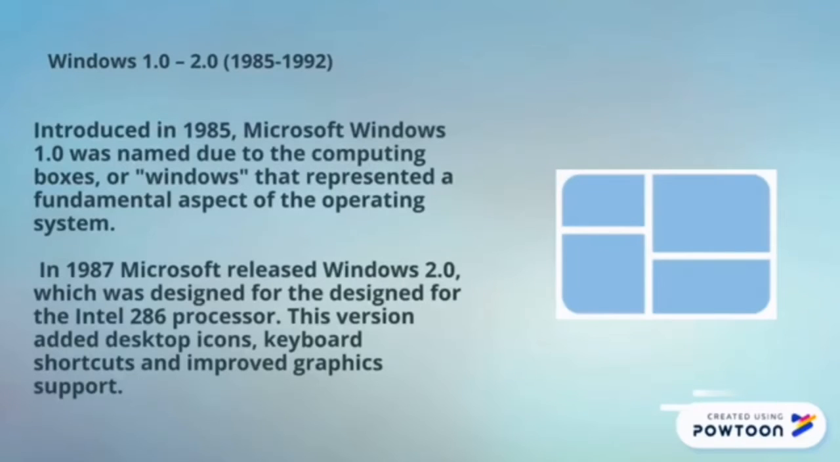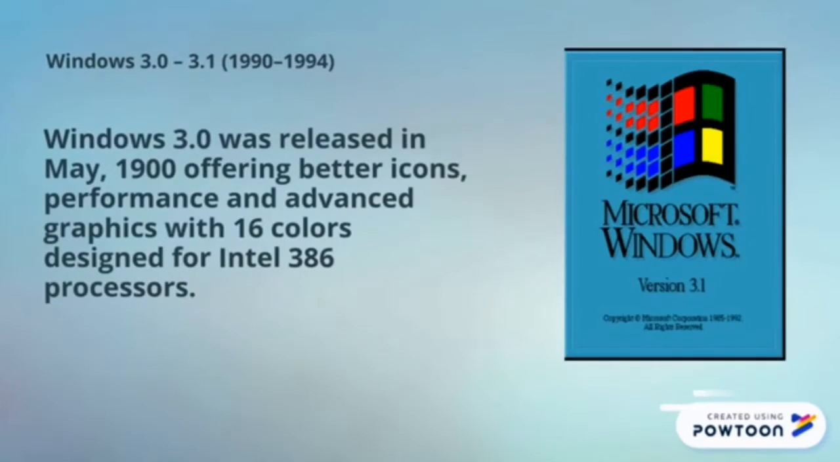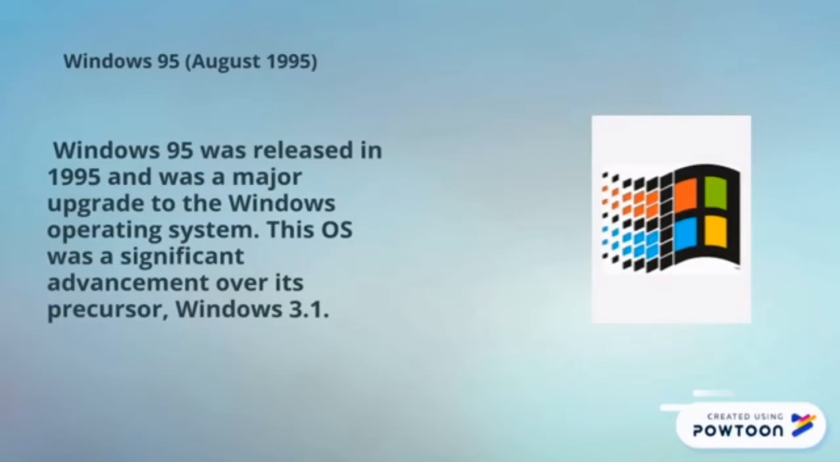Microsoft Windows 1.0 was introduced in 1985, while Windows 2.0 was released in 1987, which is designed for the Intel 286 processor. This version is released in May 1990, offering better icons, performance, and advanced graphics with 16 colors, designed for the Intel 386 processor. Windows 95 was released in 1995. This OS was a significant advance over its predecessor, Windows 3.1.